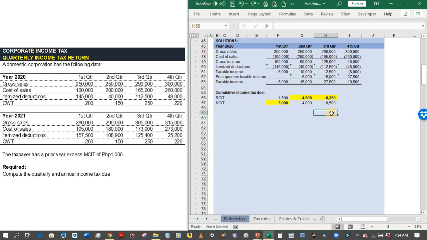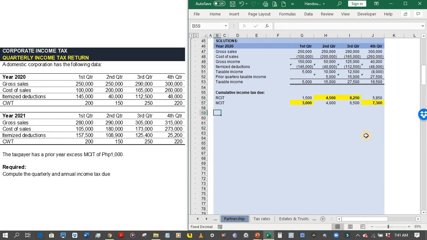Then for the fourth quarter, which is the end of the year, so this covers the 12-month period of 2020. So the taxable income for the year is 19,500. That is why the cumulative RCIT for the year is 5,850 and this is 30% of 19,500. Then for MCIT, the cumulative amount is 7,300, which is 2% of the cumulative gross income for the year, which covers the gross income for the 12-month period. And the cumulative gross income in 2020 is the total of 150,000, 50,000, 125,000, and 40,000 pesos, then multiplied by 2%.